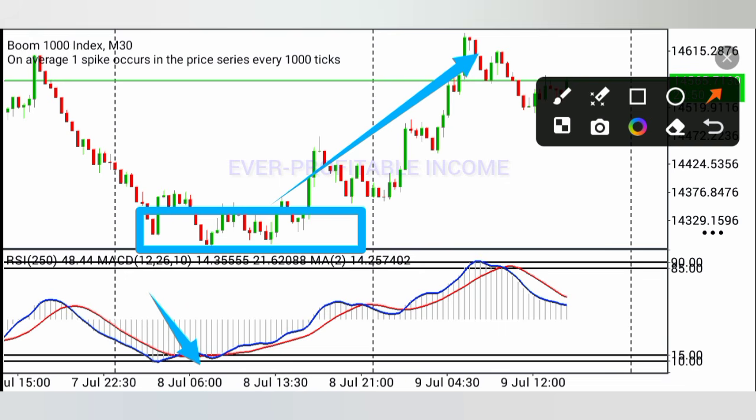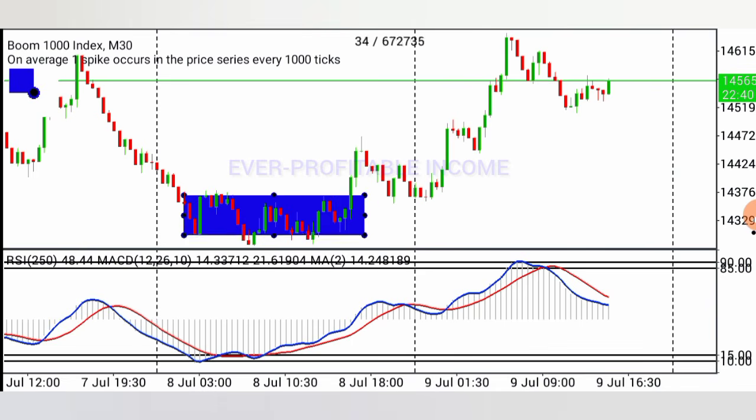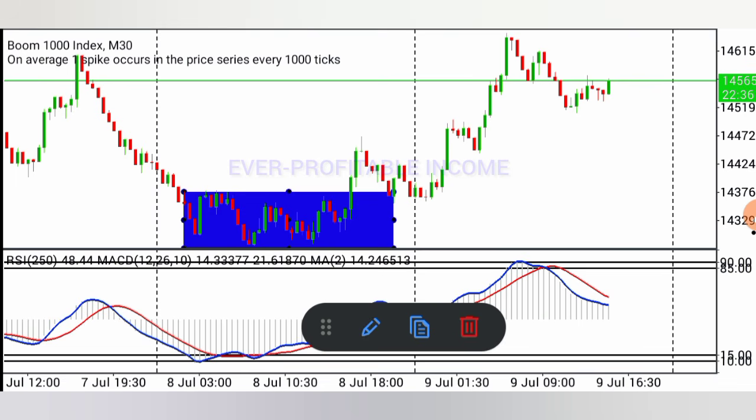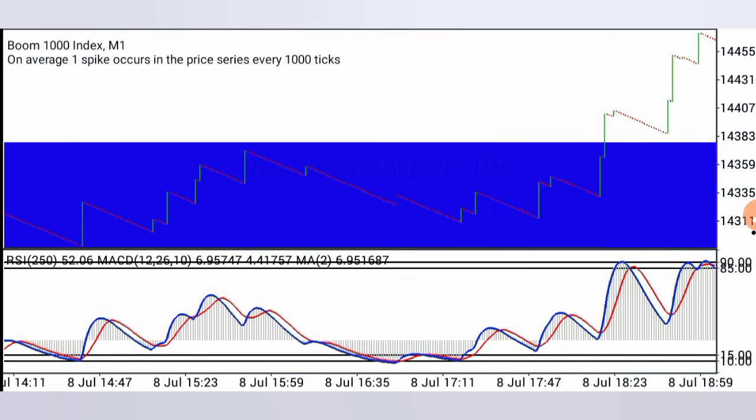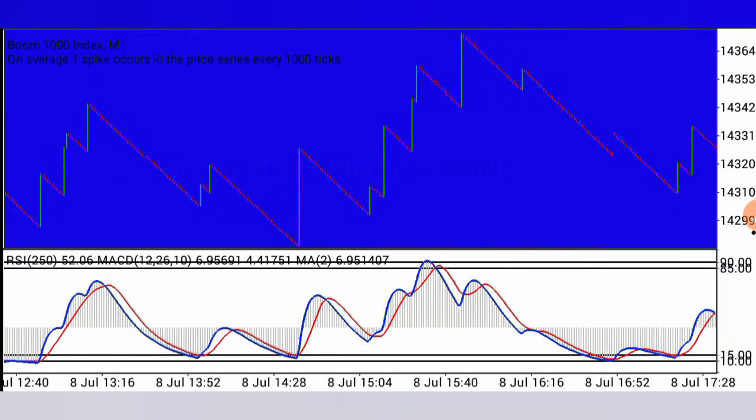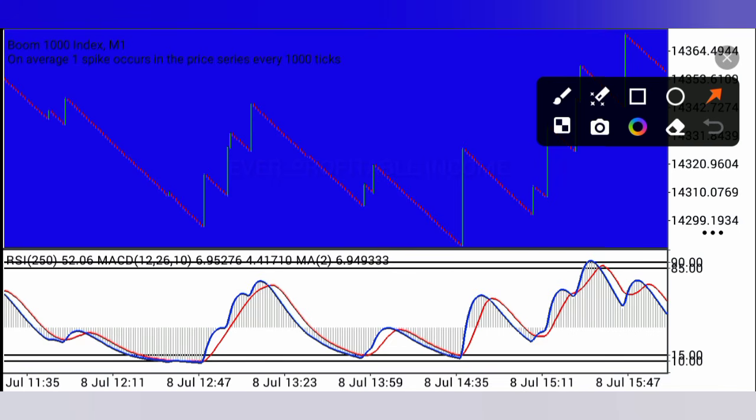Let's look at this zone on the 1 minute time frame. Let me mark it out. So I'm going to mark out this place so we'll be able to identify it on the 1 minute time frame. Okay, so this is a zone on the 1 minute time frame, and you can see that the MACD and the moving average touched level 10 frequently. Can you see that? Because the support zone was being rejected multiple times.